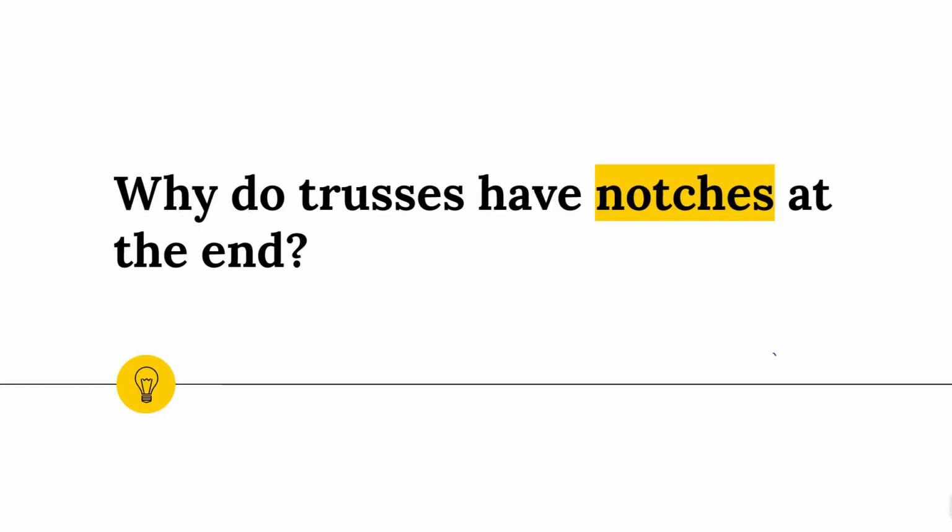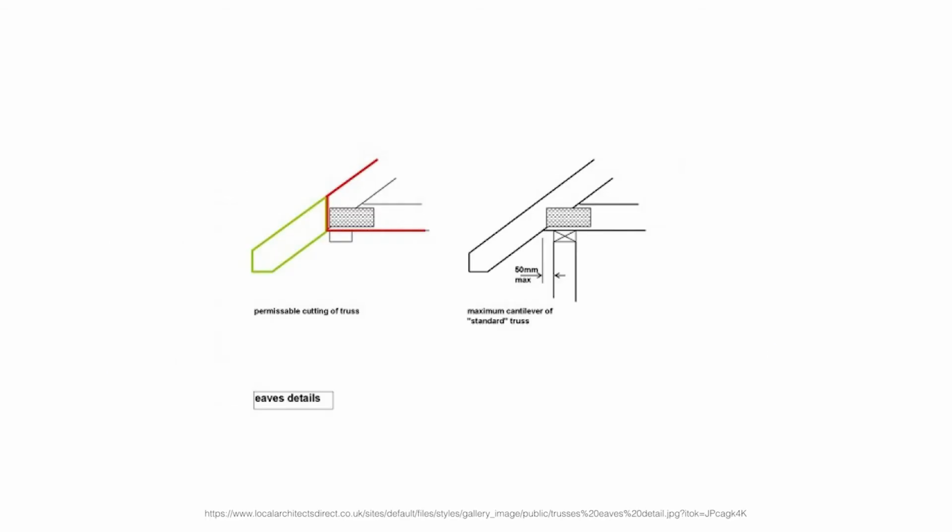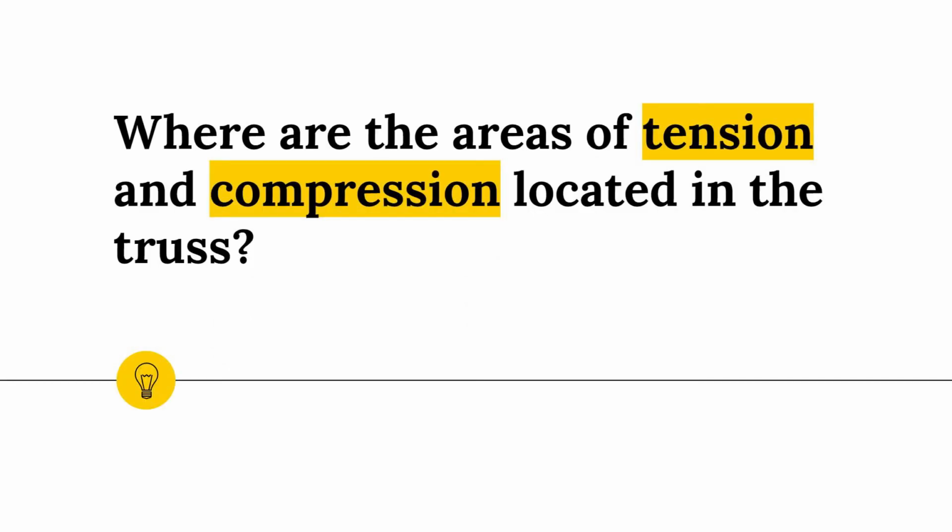Next question. Why do trusses have notches at the ends? Well, they have these notches at the end so that the studs of the building, whether it's 2x6 or 2x4s, can connect and run perpendicular to it, locked together with the truss. Where are the areas of tension and compression located in the truss?